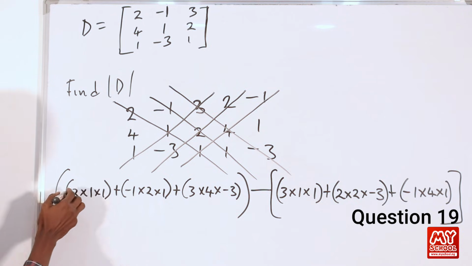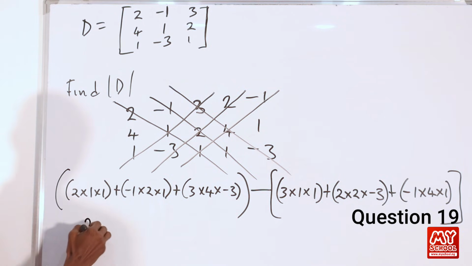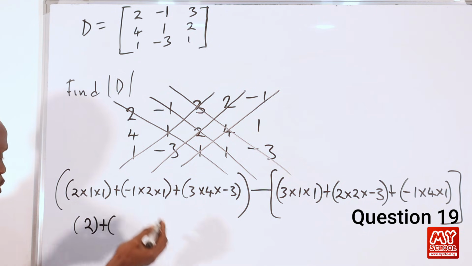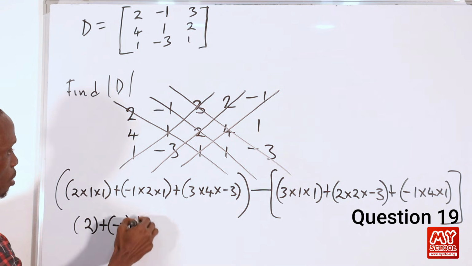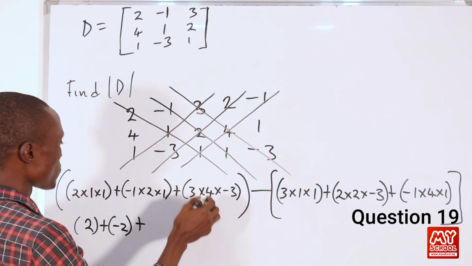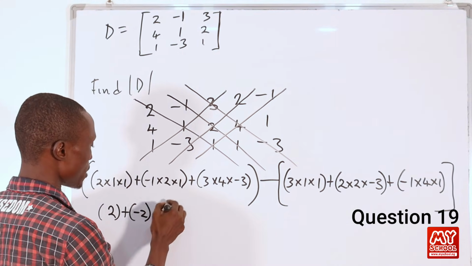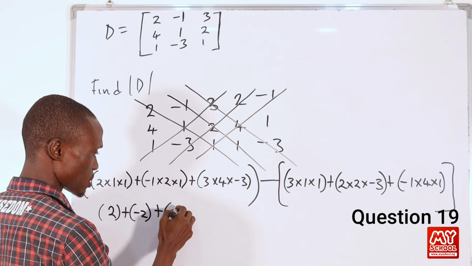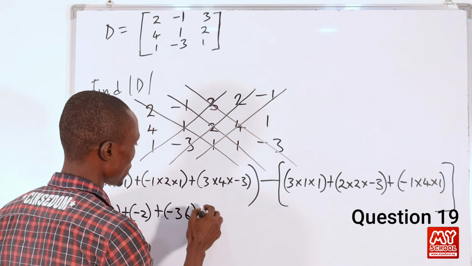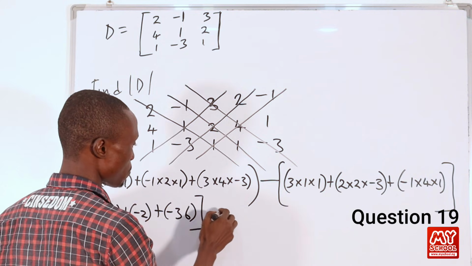Okay, so 2 times 1 times 1, that will give us 2. Let's still put it in bracket. Plus minus 1 times 2 times 1, that will give us minus 2. Plus 3 times 4, that will give us 12. Then times minus 3, that will give us minus 36. Then let's close our bracket.